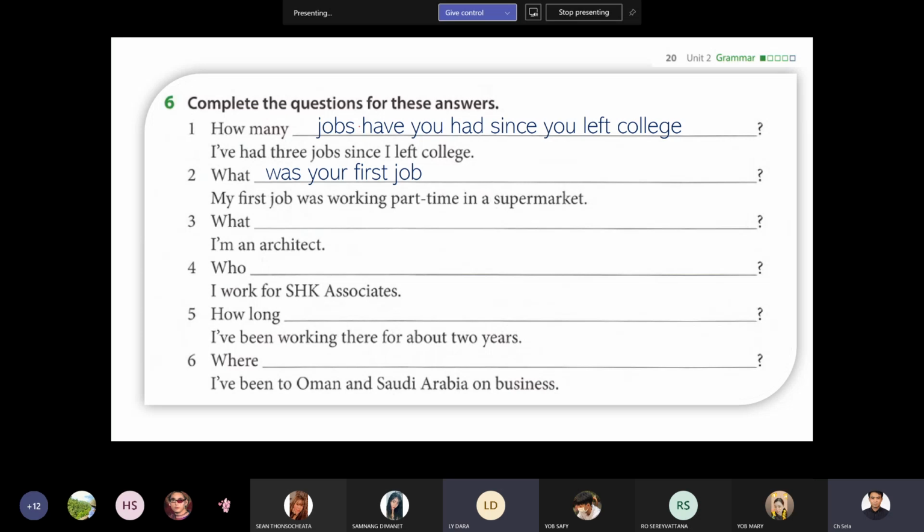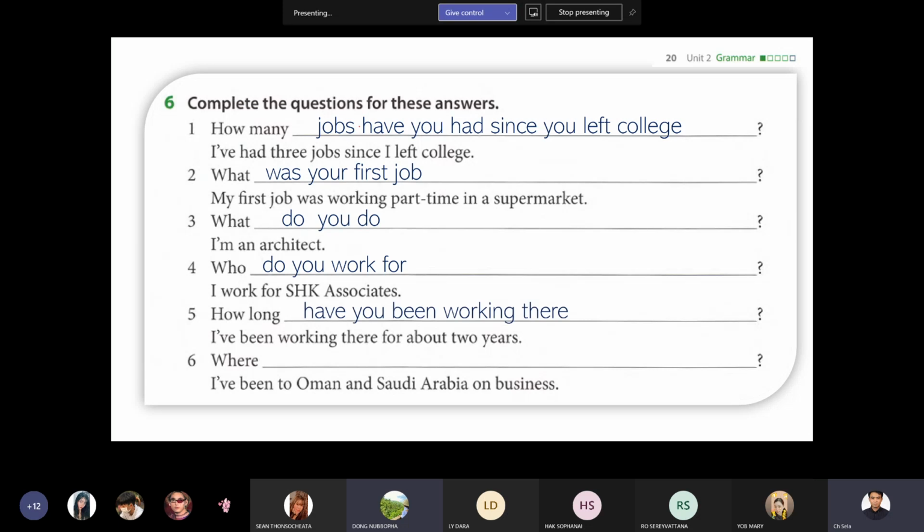What do you do? Thank you. Number four, Supanai. What do you work for? Okay, what do or who? Who do you work for? Okay, who do you work for? Number five, Bopa. Teacher, how long have you been working there? How long have you been working there?